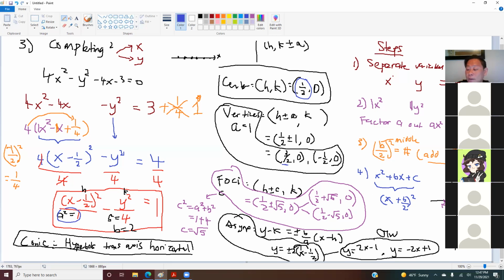So you have to add 1 here and 1 here. So when you add, subtract 1. So when you add 1, 1/2 becomes 3/2. When you subtract 1, 1/2 will become negative. That's why you got these vertices values.